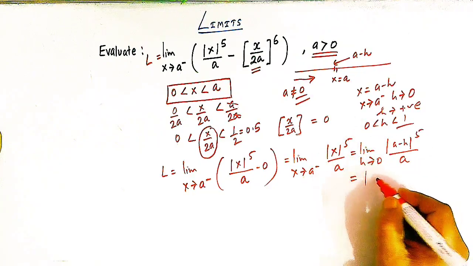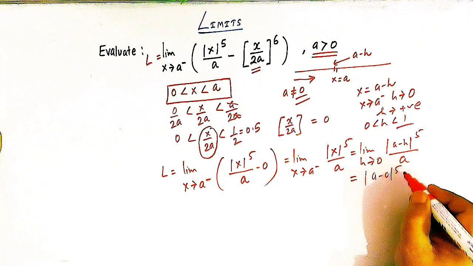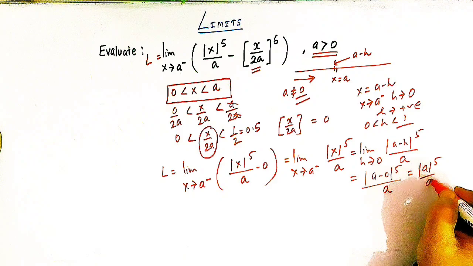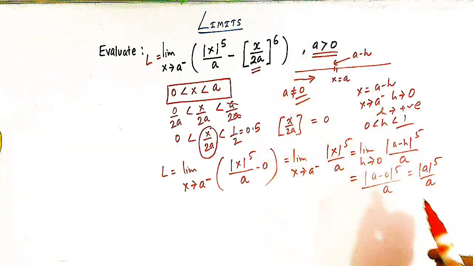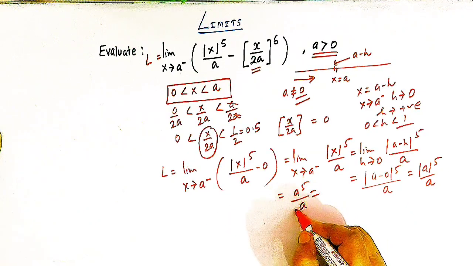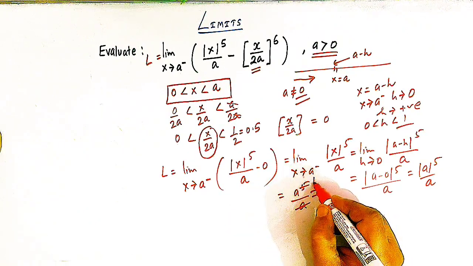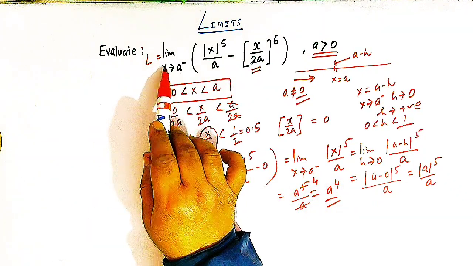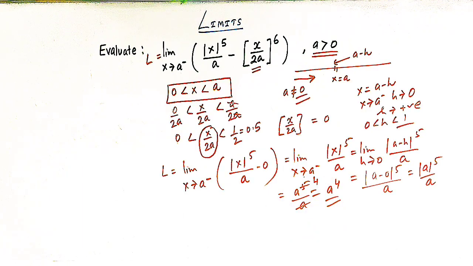So now we have mod of a minus 0 raised to 5 over a. This is mod of a raised to 5 over a, and a is positive, so we can now write simply a raised to 5 over a. So this gets cancelled, and we are left with a raised to 4. So the value of this limit is equal to a raised to 4. So this is how, by applying the concept of greatest integer function and mod function, we can evaluate these kinds of limits.